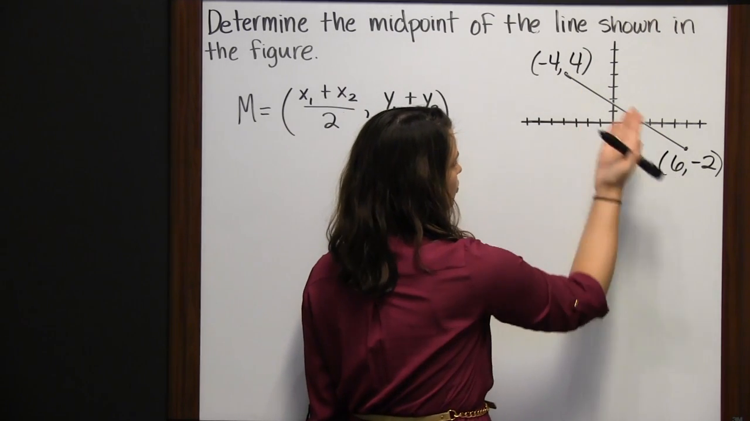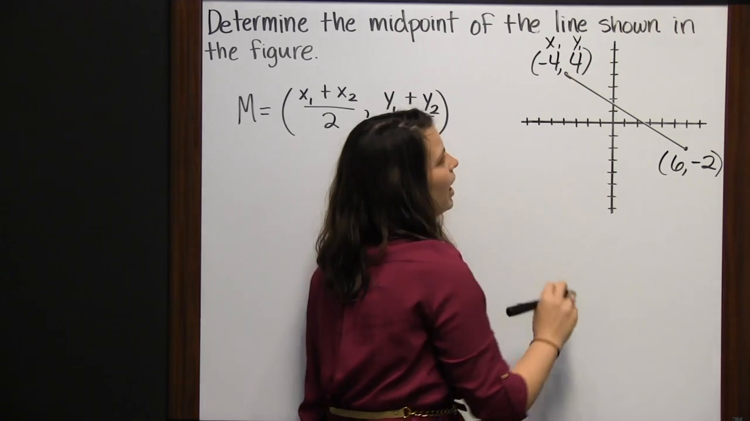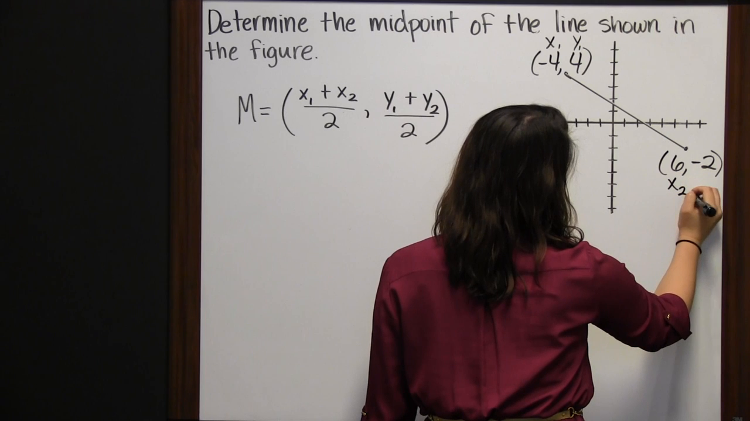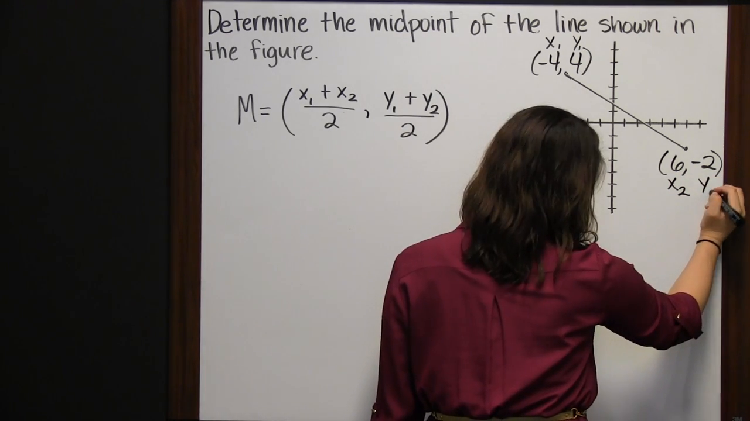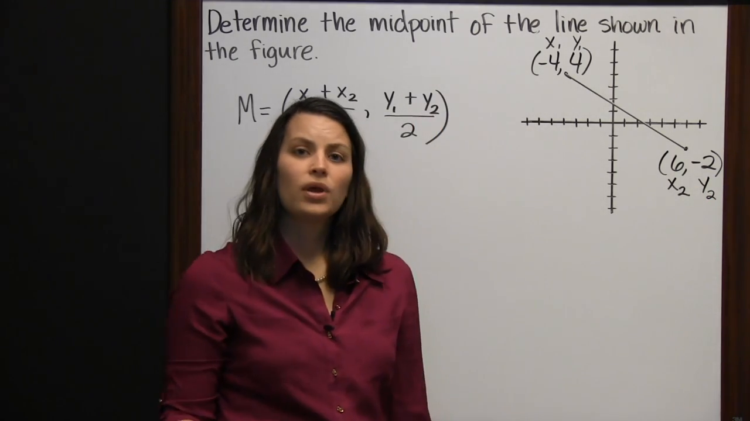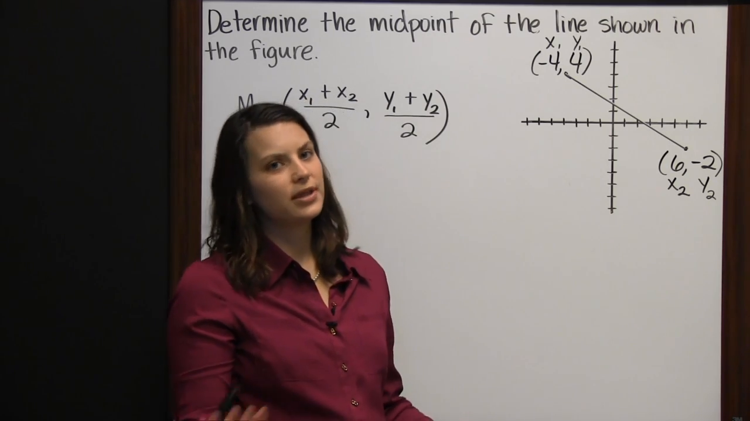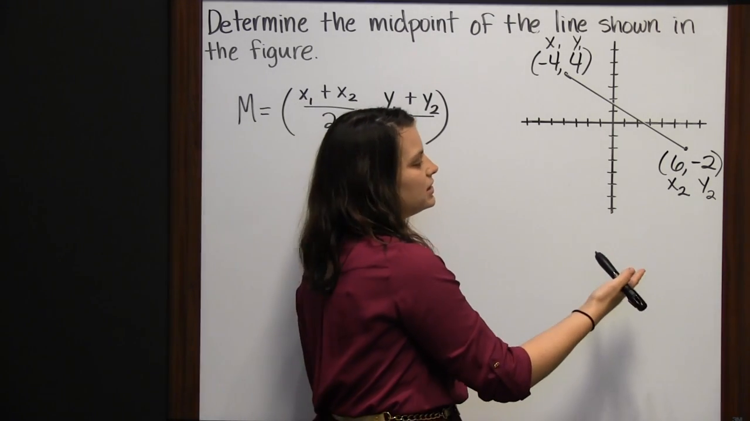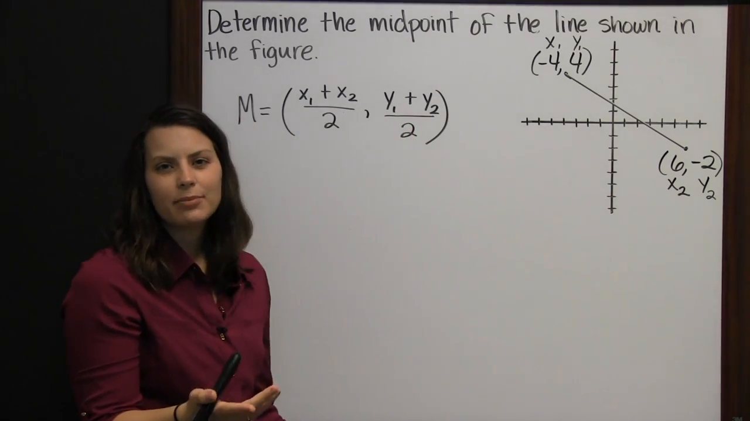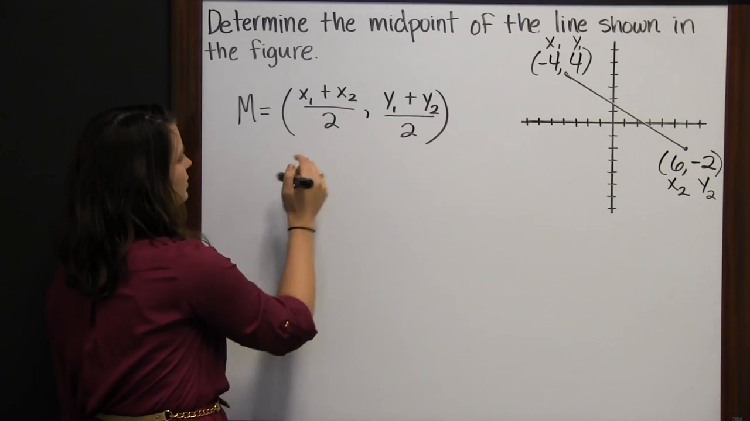And it doesn't matter which one you label as your x1, y1, as long as you label them consistently. For instance, this could not be my x2, y1. Since this is my x2 coordinate, that means this is my y2 coordinate. And those subscripts, the ones and the twos, all that means is this is the first point, this is the second point. But it really doesn't matter which point is your first and which point is your second. So I just usually label them from left to right. And now all we need to do is substitute and solve.